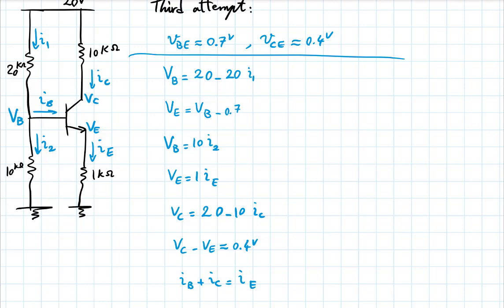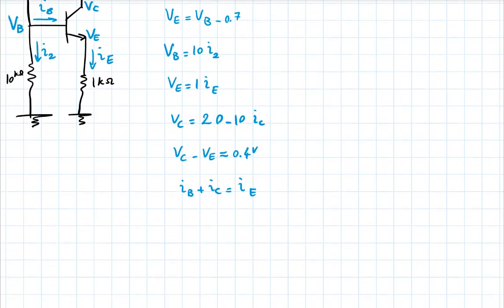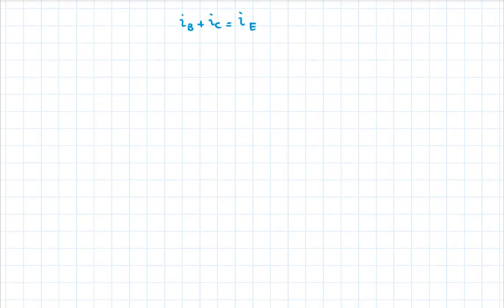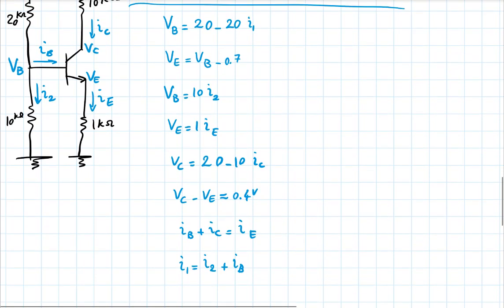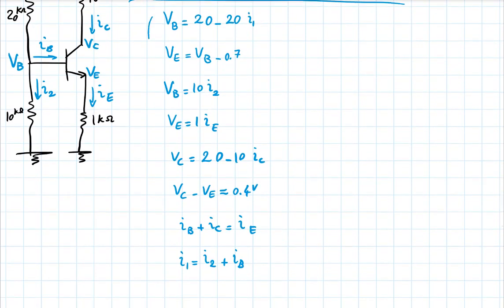The other KCL. The other KCL, very good. I1 was I2 plus IB, yeah, right? Happy with this?